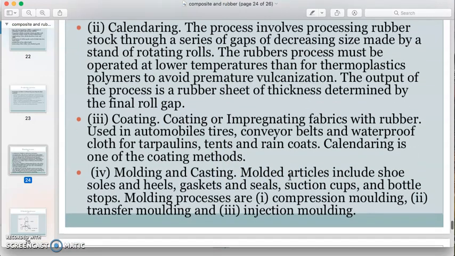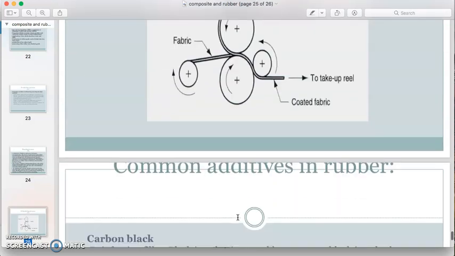And molding looks like the plastic molding process, where the rubber material is placed in the mold, and then the upper mold goes down and compresses and forces the rubber to fill up the cavity inside the mold. Either we can use compression molding, like in thermoplastic and thermosetting processing, or we can use transfer molding and also injection molding process.